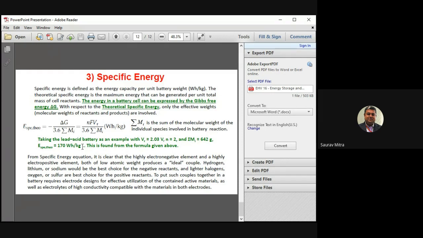That means whenever I'm talking about a lead acid battery which is producing 2.03 volt, for every kg of its weight, it is actually giving you 170 watt-hour. So the higher the value is better. We definitely are sure the higher the value of specific energy is better. How can the value be higher?